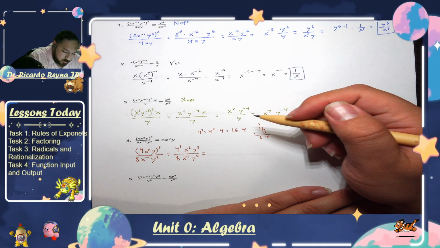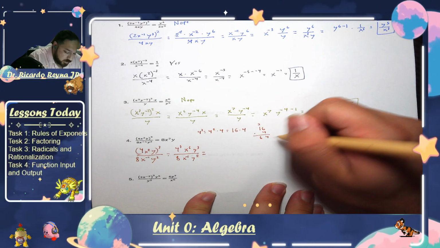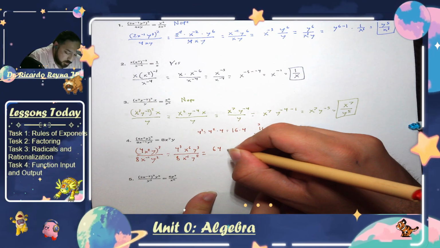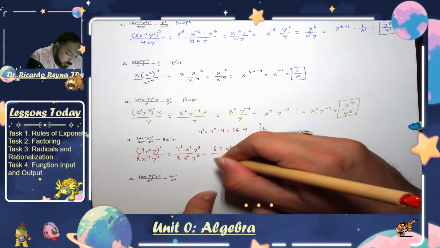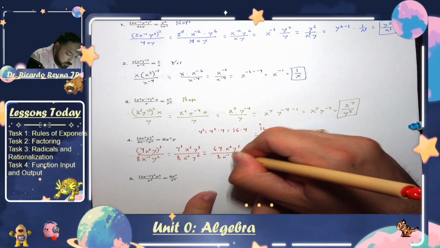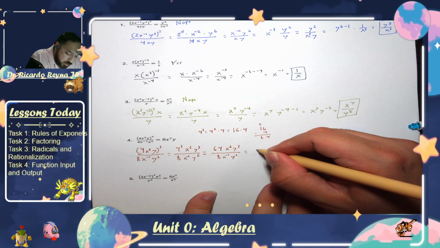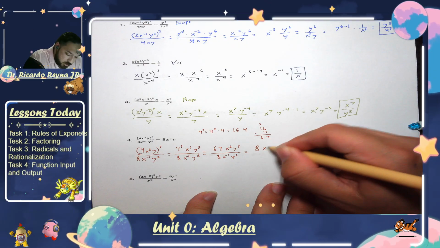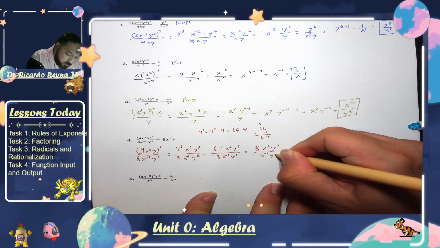And then I could see right away, actually, I should have seen that right away, but that's fine. 64, x to the 6, y to the third, over 8, x negative 1, y squared. 64 divided by 8 is just going to be 8. So 8 x to the 6, y to the third, over x negative 1, y squared.